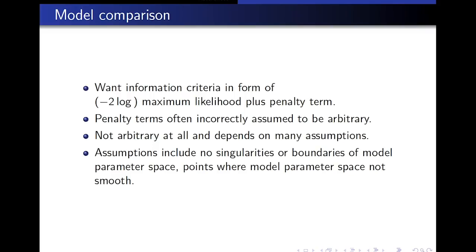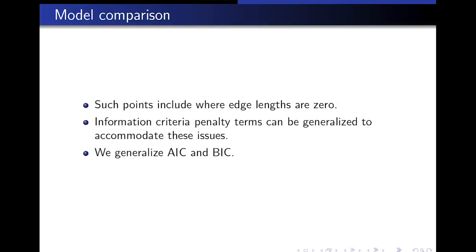In order to find expressions for the penalty terms, we typically have to assume parameter spaces have no singularities or boundaries, which are points where sections of the parameter space end abruptly or intersect with each other. Examples of singularities and boundaries of parameter spaces are points where the species tree edge length is 0. So this is the centroid of our probability simplex, where the probabilities are 1/3, 1/3, 1/3. This point creates problems because the model T1 and model T3 parameter spaces here are not smooth, they end abruptly.